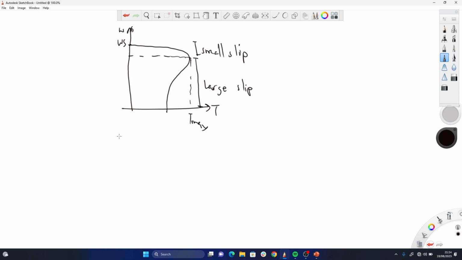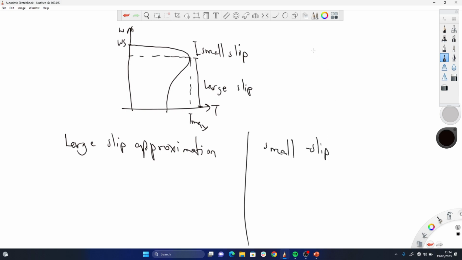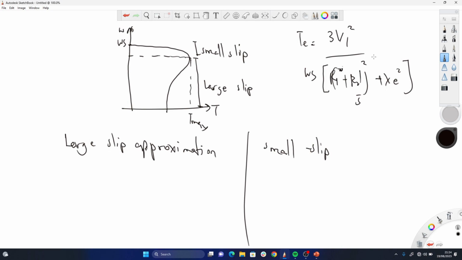So we can reduce the torque formula into a large slip approximation, and also reduce it into a small slip approximation. Two approximations. We know that the torque formula is TE equal to 3V1 squared over omega S multiplying R1 plus R2 prime over S all squared plus XE squared, times R2 prime over S.